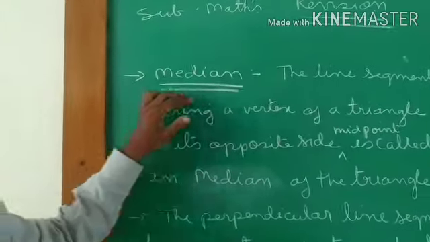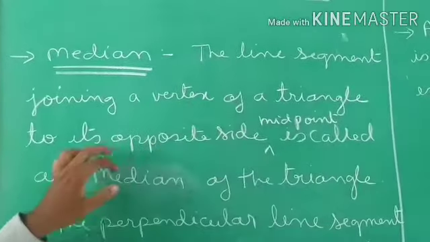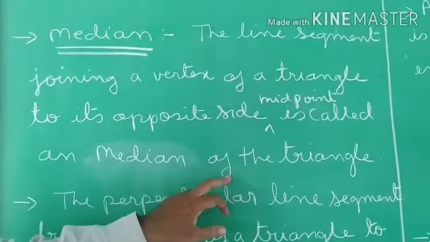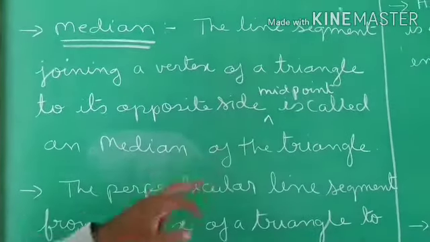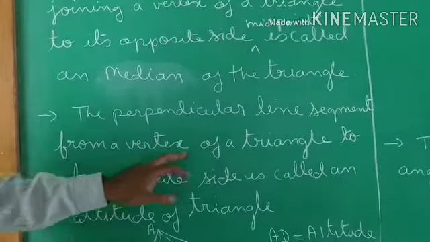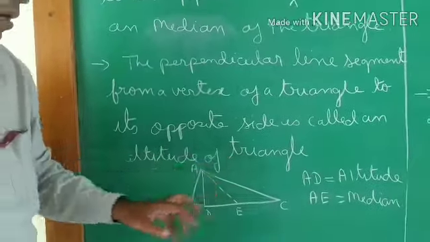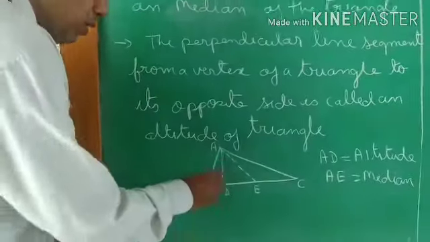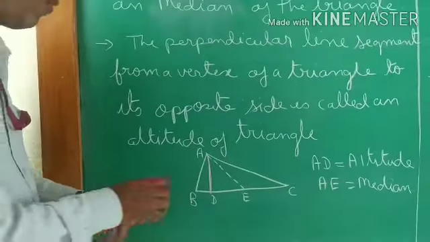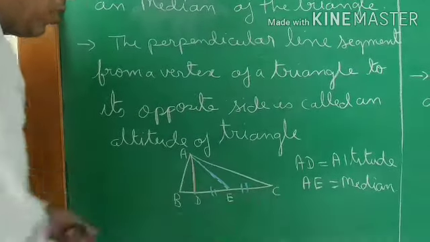Now what is a median? A line segment joining a vertex of a triangle to its opposite side's midpoint is called a median of a triangle. Remember here, the perpendicular line segment from a vertex of a triangle to its opposite side is called an altitude of a triangle. Now you can see here, this AD is an altitude which I have drawn with orange, and with the blue chalk I am drawing AE. It is divided into two equal parts, so AE is a median.